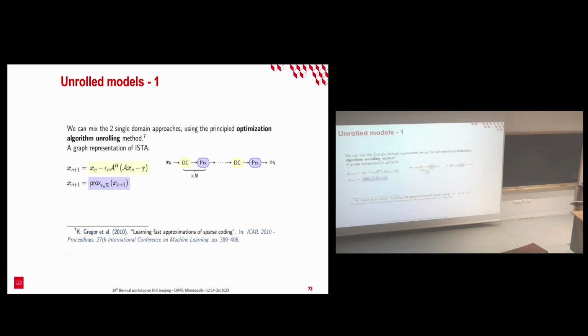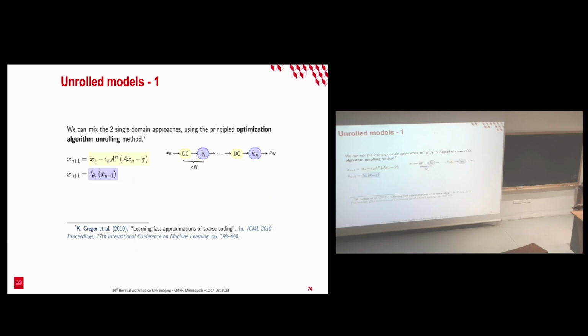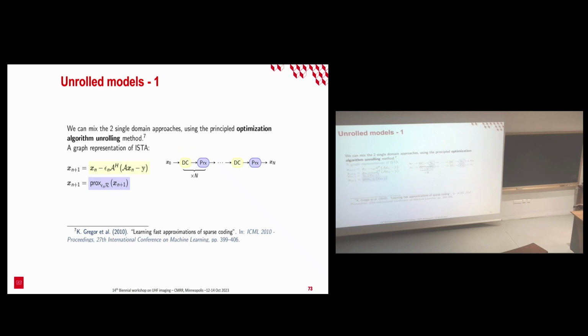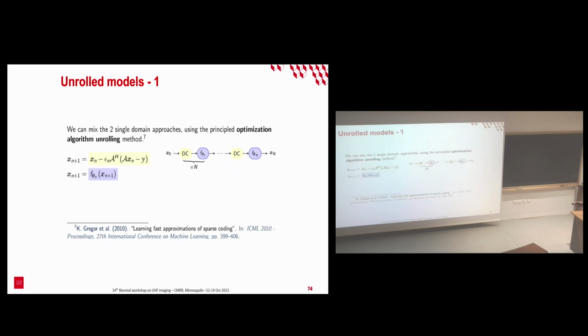And now we unroll the structures. So we chain this data consistency and proximal step with the next one, and so on and so forth. We repeat that process n times. We have n iterations. And now what we're going to do is to replace the proximity operator by a neural network that we're going to learn in the supervised learning setting I introduced before. We replace the proximity operator by neural networks, potentially with different parameters, which means that at each iteration, you're going to learn a different set of parameters.